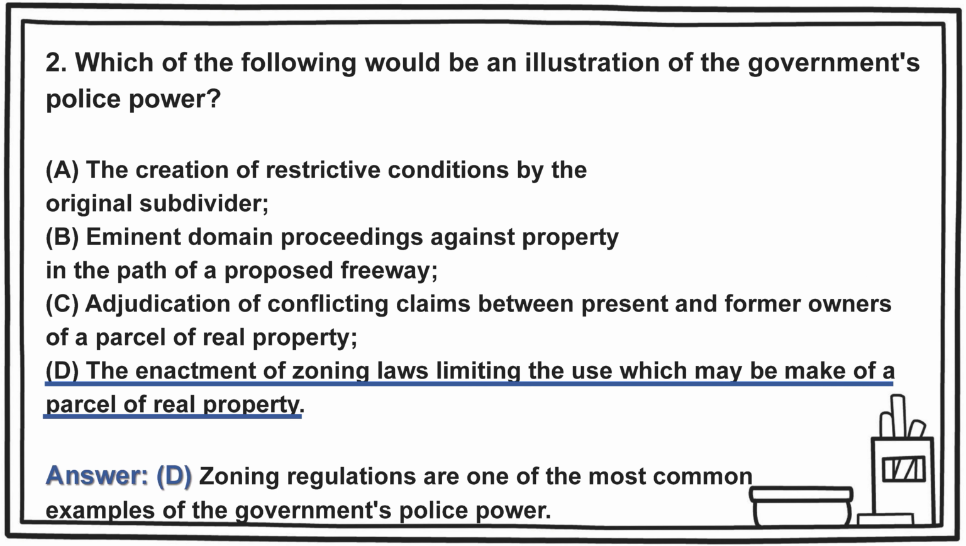Answer: D. Zoning regulations are one of the most common examples of the government's police power.